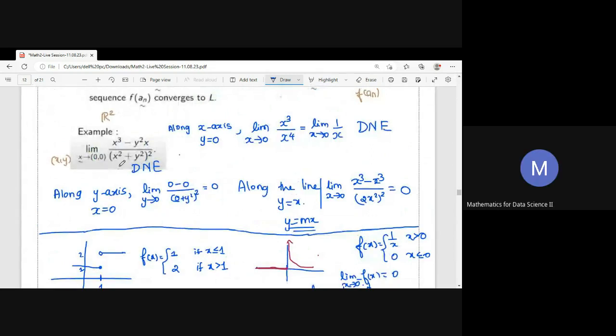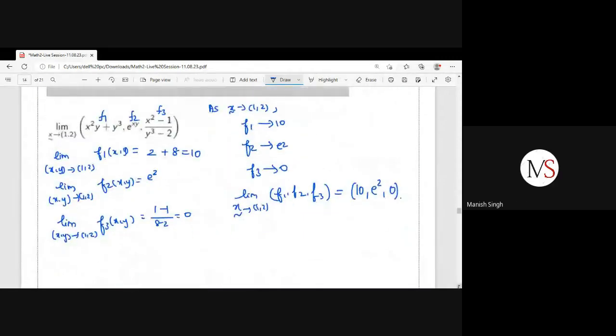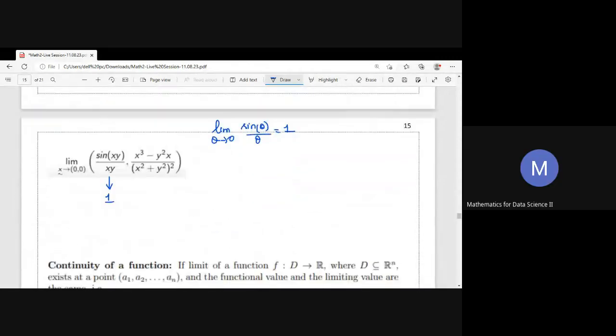This is a function, right? This one limit does not exist. So then what happens to this function? It does not exist. So you can say that this limit does not exist, so the whole limit does not exist. Okay? Fine.